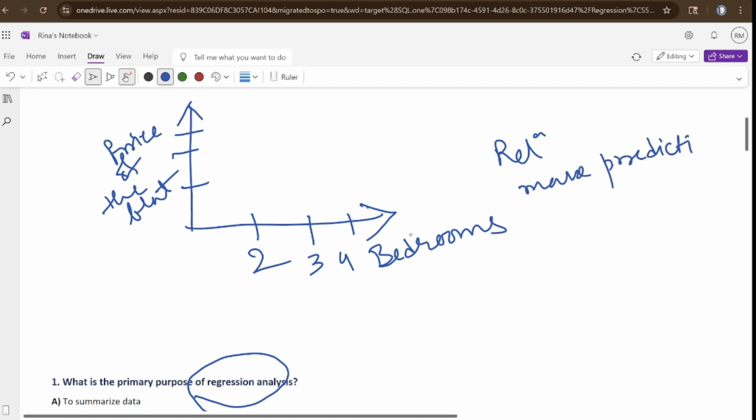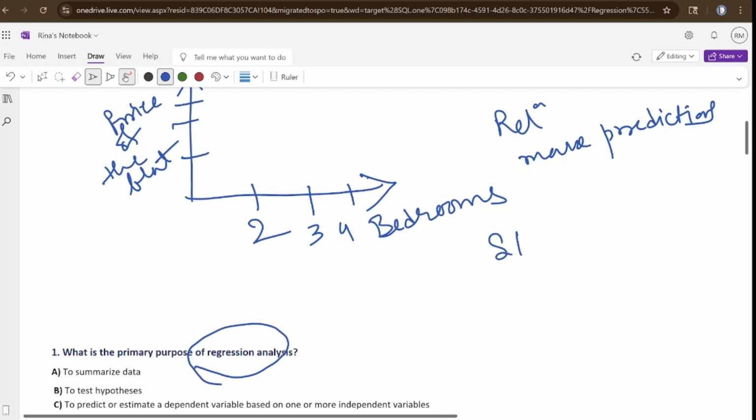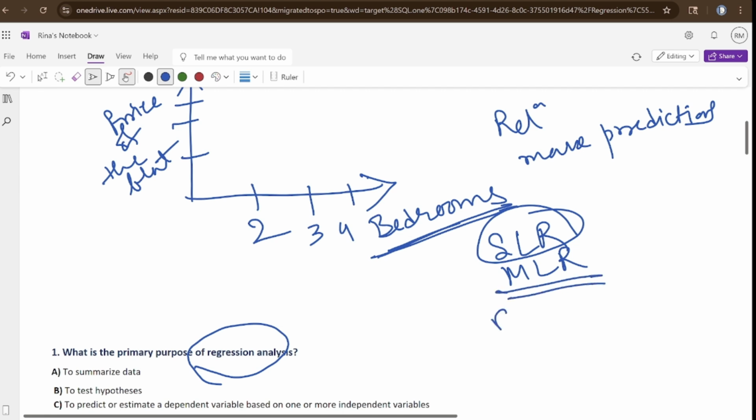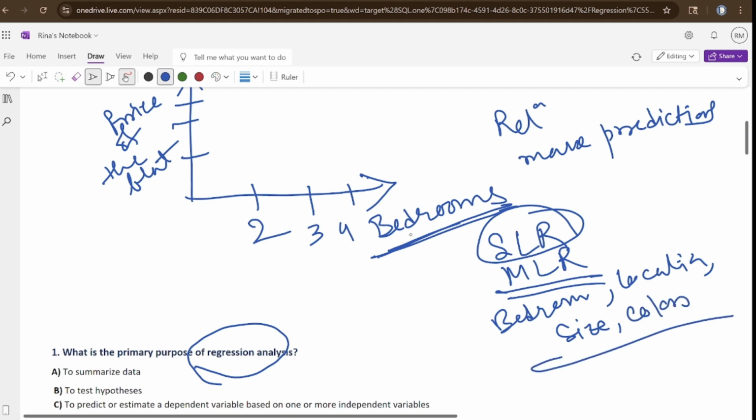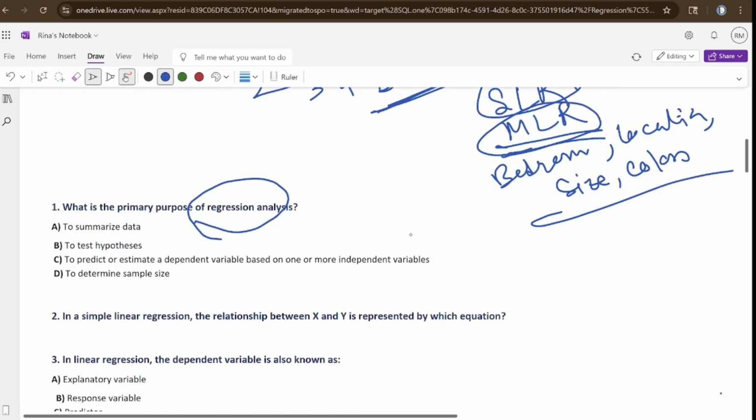Clear? This is the simple concept of regression. Now, it can be simple linear regression, it can be multiple linear regression. Simple linear regression means you have only bedrooms and from this you are trying to predict the price. But for multiple, you have bedroom, you have location, you have size, you have color and all these very different kinds of variables. Then it is called multiple linear regression. Okay, now let's start the questions, then we will discuss more.